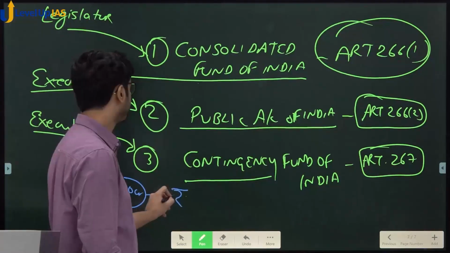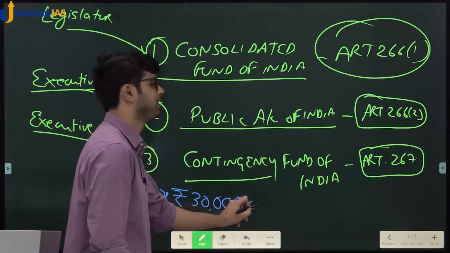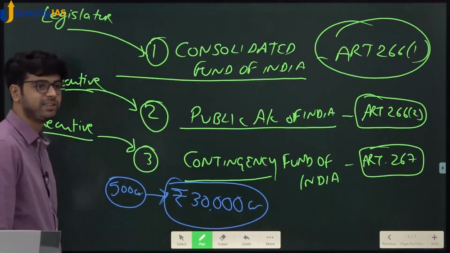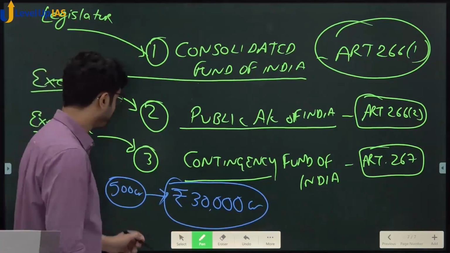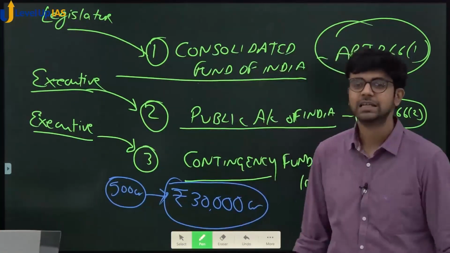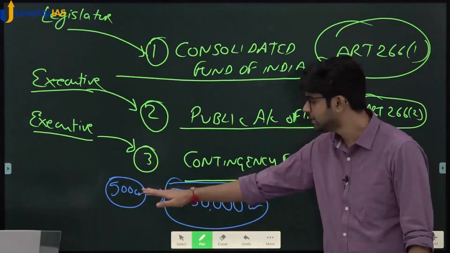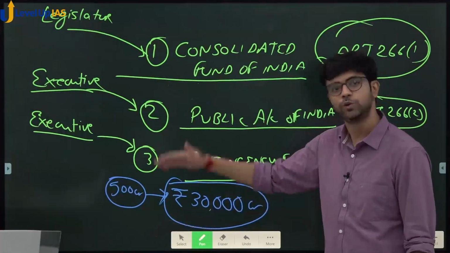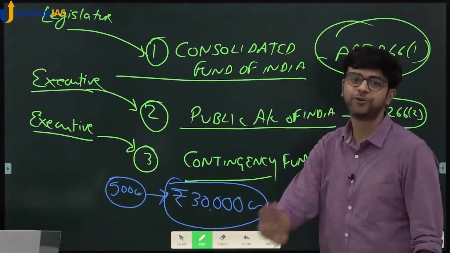It was changed to, just see the change. It was earlier 500 crores, that was the fund size. The limit was 500 crores. Then it was changed to 30,000 crores because of the pandemic. Okay? And when this falls below 30,000 crores, or when this falls below 500 crores, additional funds are taken from the first fund. So you need authorization for refilling it, but for spending you don't need authorization.